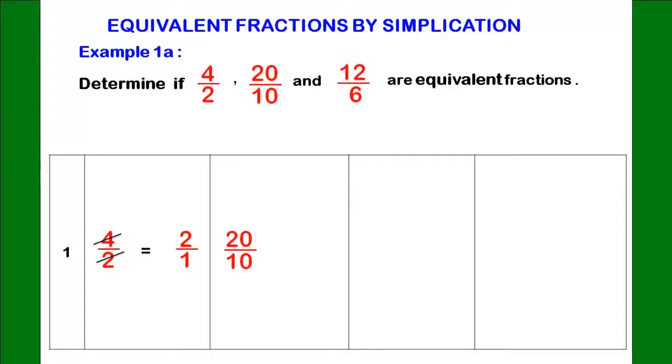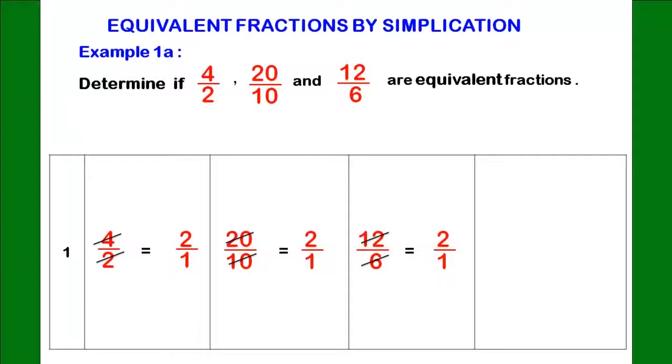Next, we simplify 20 over 10. We can divide both the numerator and denominator by 10. Therefore, 20 divided by 10 will give us 2, while 10 divided by 10 will give us 1. 20 over 10, when simplified, gives us a value of 2 over 1. Next, we simplify 12 over 6. We can divide both the numerator and denominator by 6. Therefore, 12 divided by 6 will give us 2, while 6 divided by 6 will give us 1. 12 over 6, when simplified, gives us a value of 2 over 1.